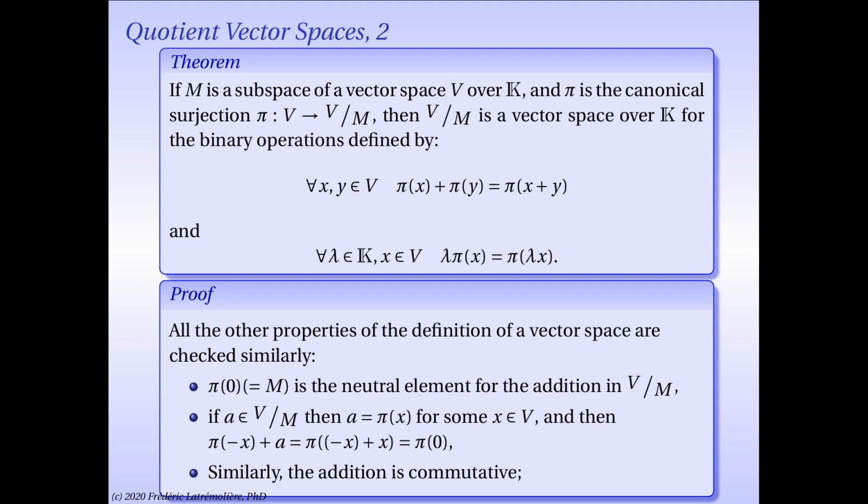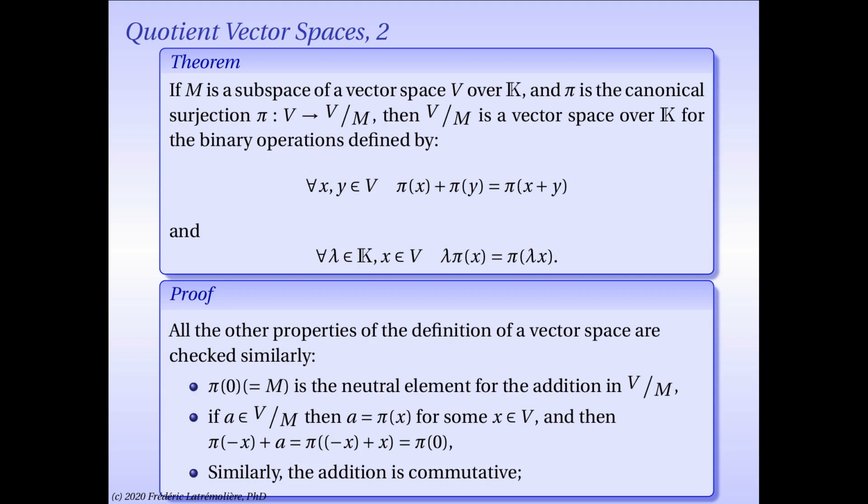If you look at the definition and you add 0, pi of x plus pi of 0 is pi of x plus 0, which is pi of x. So that's reasonably obvious. And we have an inverse. The way you take an inverse is if you take an element A in the quotient, then it's pi of x for some x.